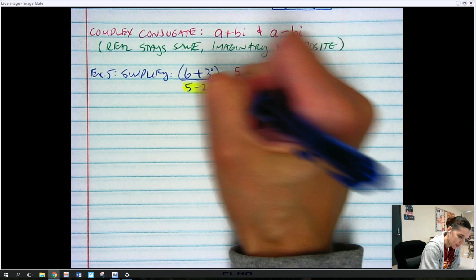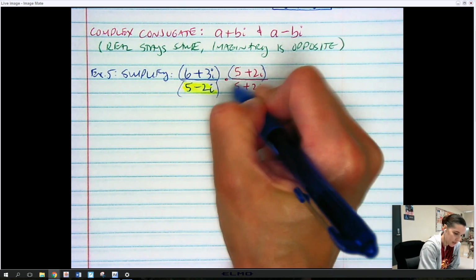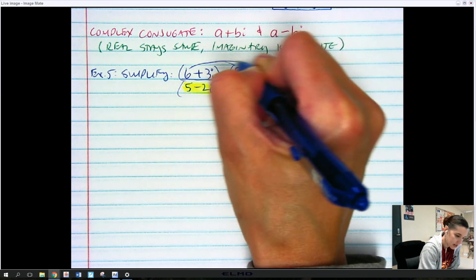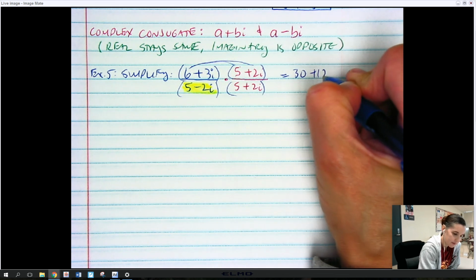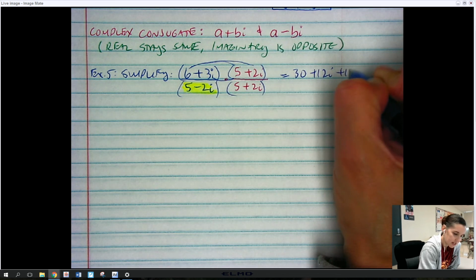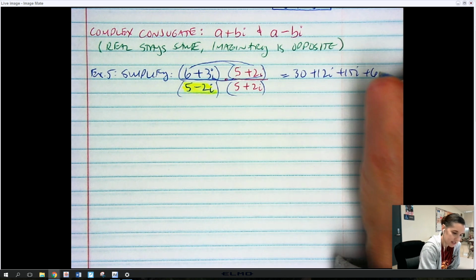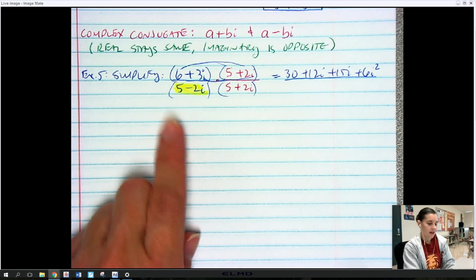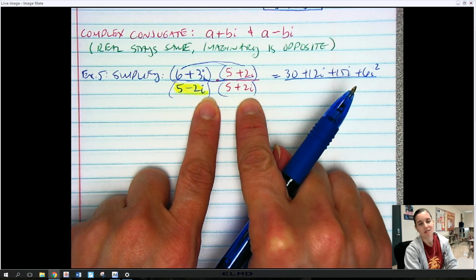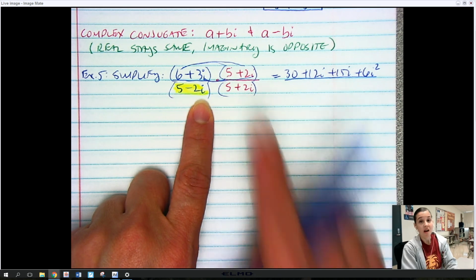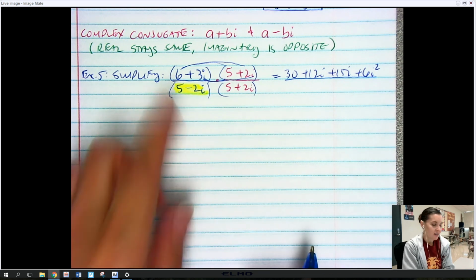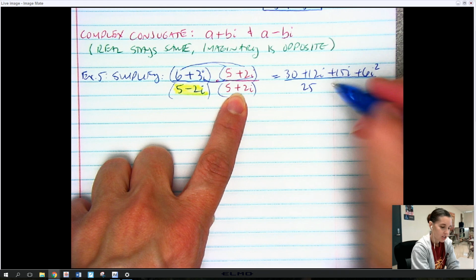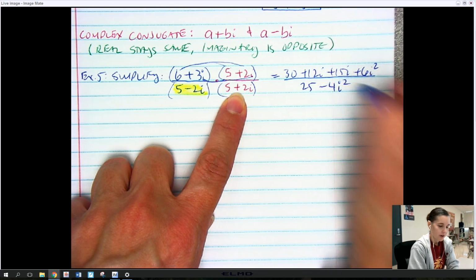So I need to multiply those together, and I need to multiply those together. So distribute is 30. Distribute is a 12i. Distribute is a 15i. And distribute is a 6i squared. Now on the bottom, I notice that this is a difference of squares. I got something plus or minus something else. Whenever I have a difference of squares, all I need to multiply is the first and the last. So 5 times 5 is 25. A negative 2i times a 2i is a negative 4i squared.